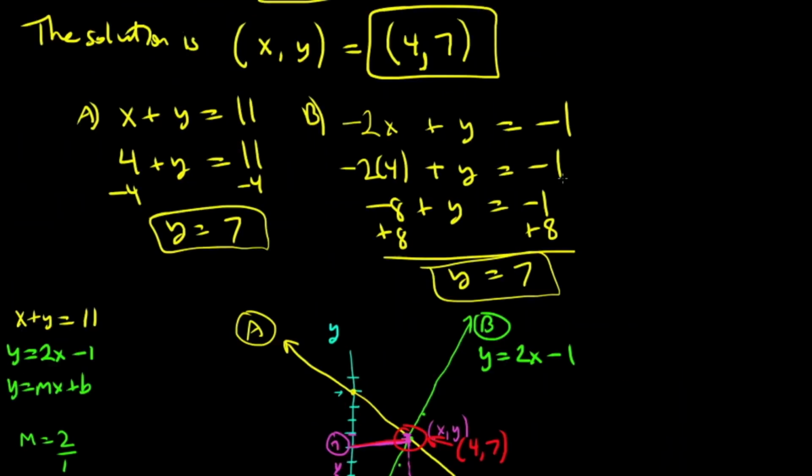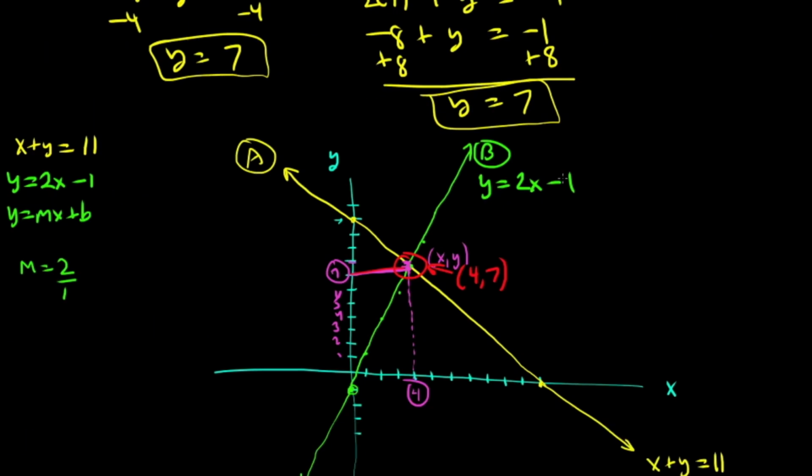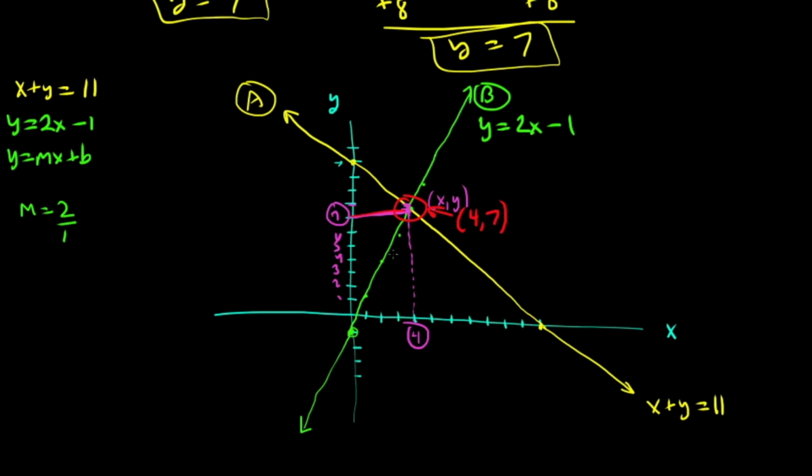7. So that's another way we could have got the solution. We could graph both lines and then figure out the x and y coordinates. Obviously, you have to graph it a little more carefully than what I did here. But that should be it.